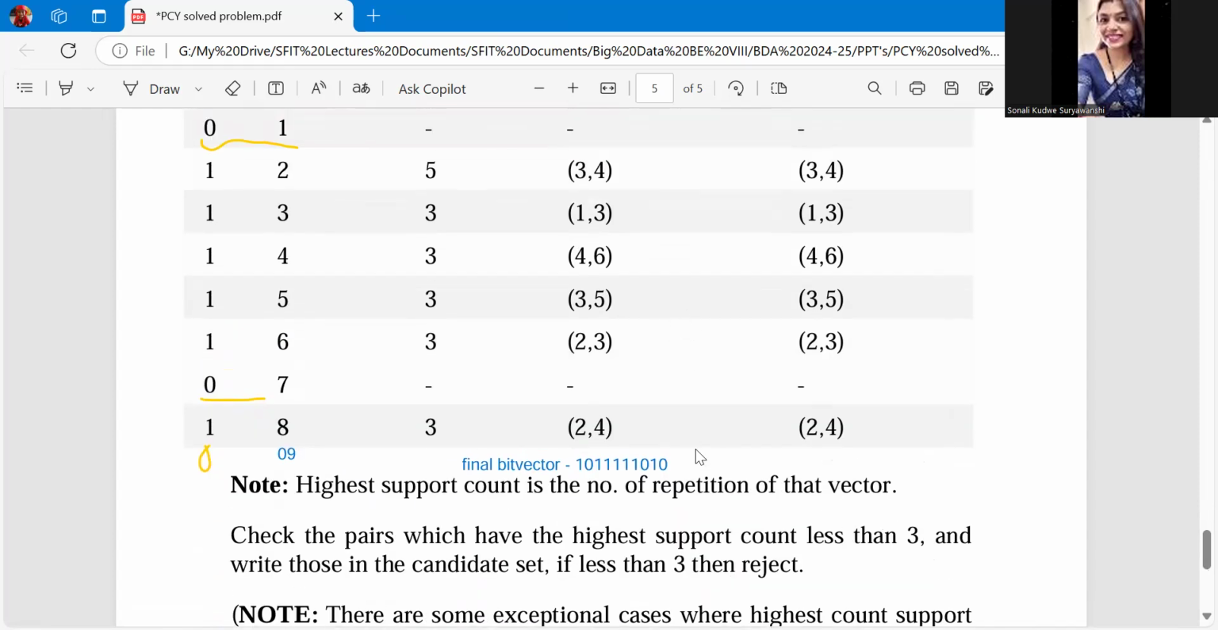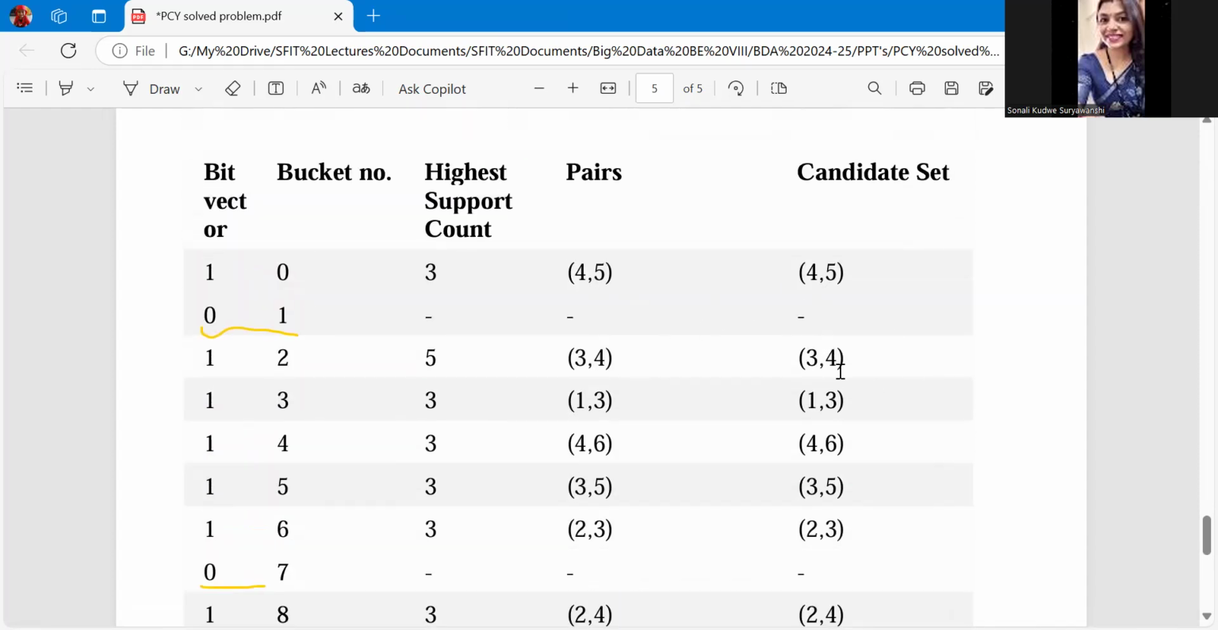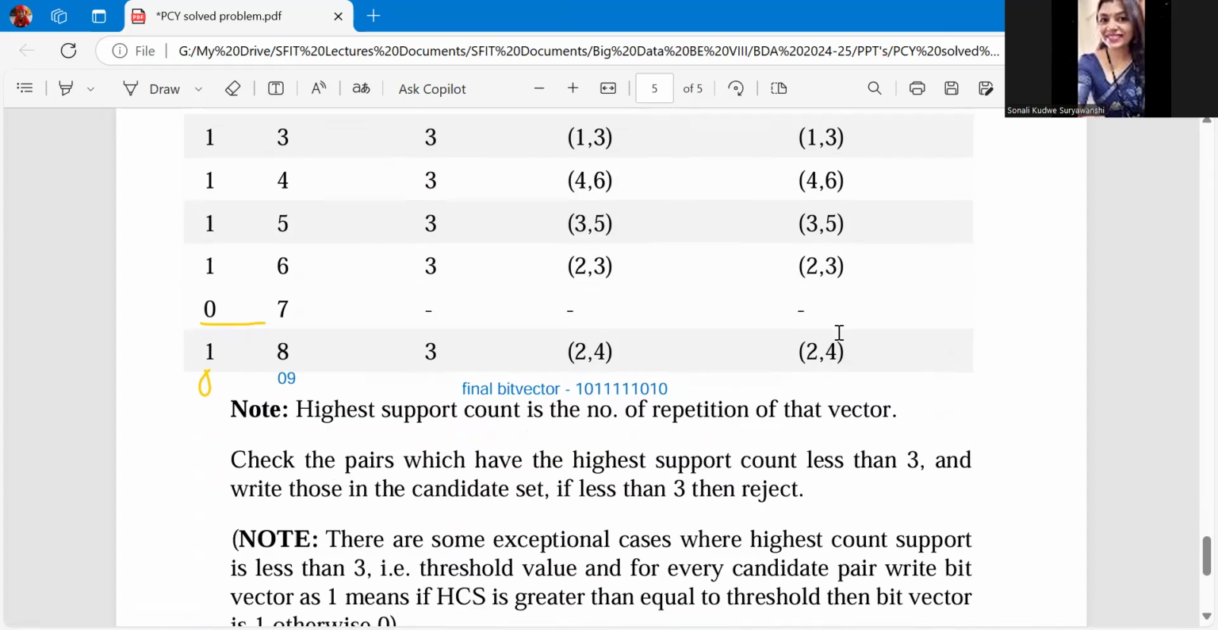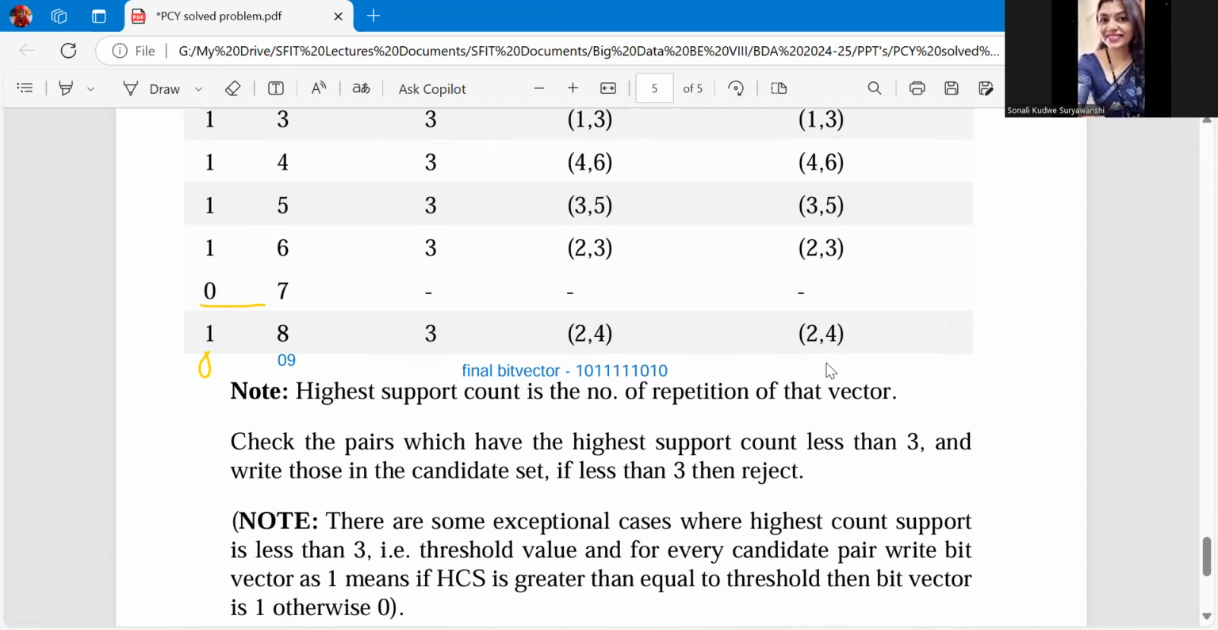If you think that more pairs can be generated from the given buckets, so I can get more candidate sets, then you'll have to continue the problem for those candidate sets.